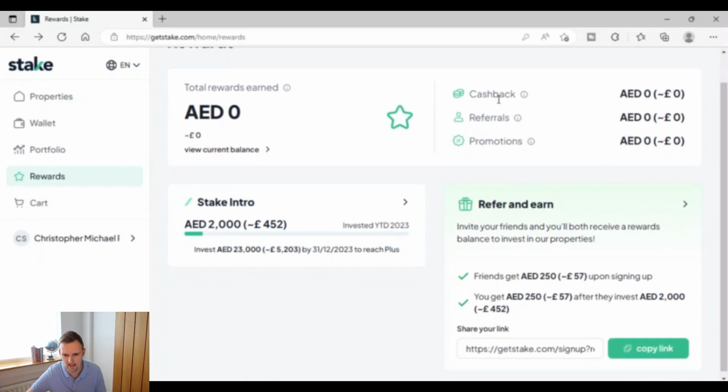You can get cash back, you can get referral rewards, or when Stake put a promotion on, you can earn money that way. Now you can see here I have absolutely 0 rewards money at the moment, but let's see how that can grow in future. I'll of course update you on how this goes here. You can have this refer and earn.